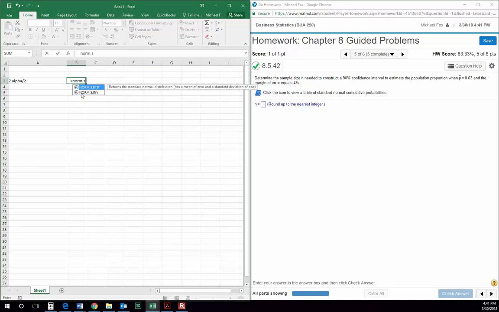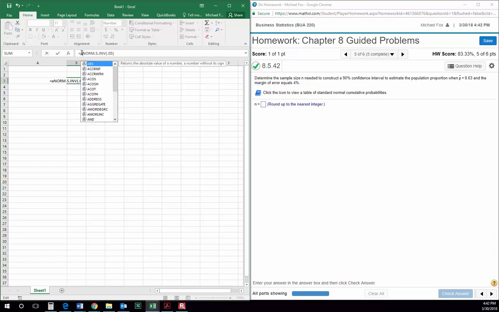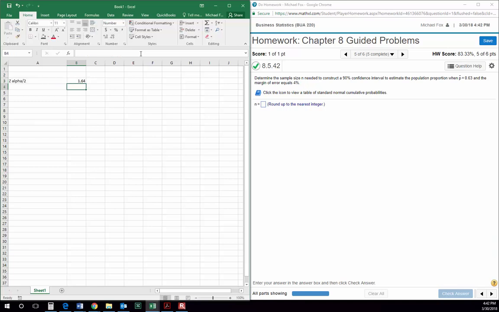It's norm.s.dist. I'm sorry, it's norm.s.inverse. Sorry about that. And then we put our probability. It's always going to return it as a negative, and that's another whole conversation. But if my confidence interval is 90%, my alpha then is 0.1, and my alpha divided by 2 is 0.05. So I actually tell Excel to return this to me as the absolute value. The reason it returns it as a negative is because the z-score of 0.05 is always going to be to the left of the mean, which would be negative. Anyway, so there's our z alpha divided by 2.